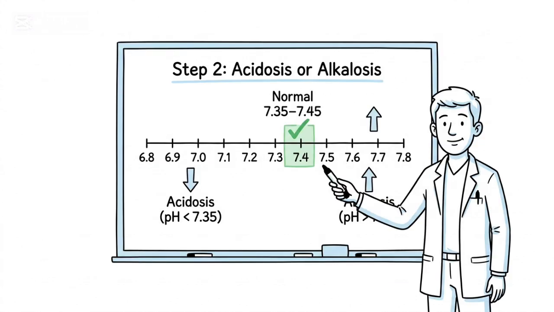Step 2. Is it acidosis or alkalosis? Look only at the pH. If the pH is less than 7.35, it's acidosis. If the pH is greater than 7.45, it's alkalosis. If the pH is between 7.35 and 7.45, the pH is normal, but don't stop there. A compensated disorder may still be present.